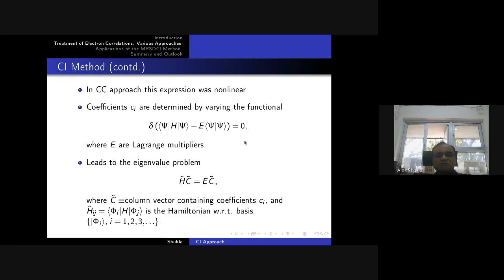And if I go through this, then I will get an eigenvalue problem of the form H̃ C̃ = E C̃, where H̃ denotes the matrix corresponding to the Hamiltonian with respect to the given basis, C̃ are the column vectors, basically the coefficients C_I arranged in column vector form, and E is the energy that we are looking for. So it's a simple eigenvalue problem. Now let us examine what H̃ is. H̃ is nothing but the matrix representation of my Hamiltonian with respect to the chosen basis in the Hilbert space, which is totally under my control.